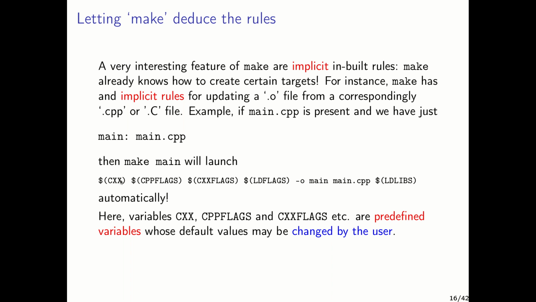CXX, that is by default G++, these other implicit variables, predefined variables, which are normally empty, -o main, main.cpp, and then this other variable. So that this is done automatically. And so you can personalize the rule by giving values to those variables.